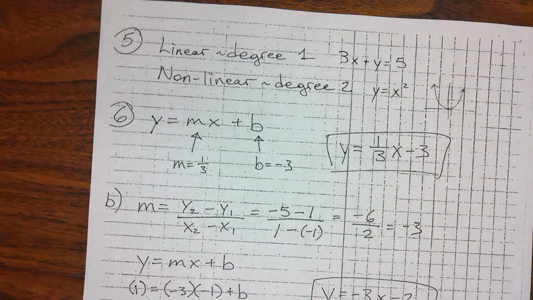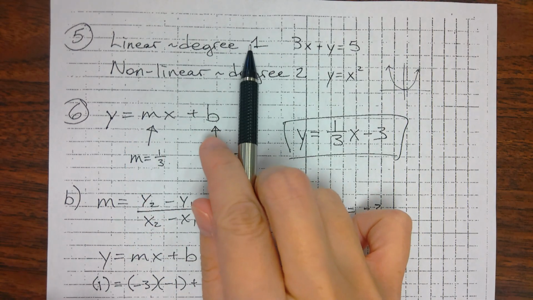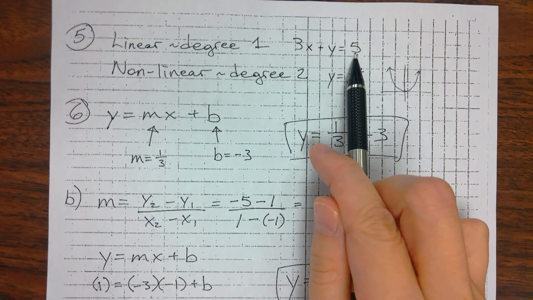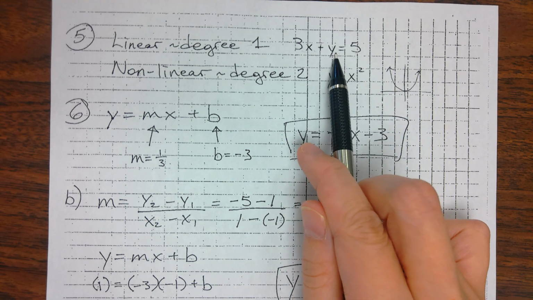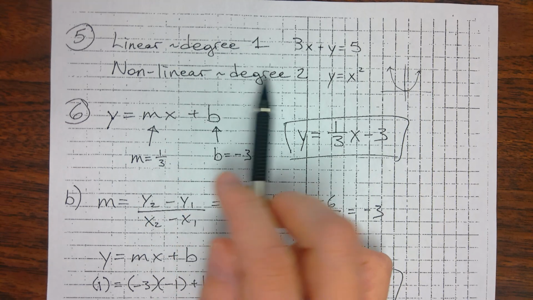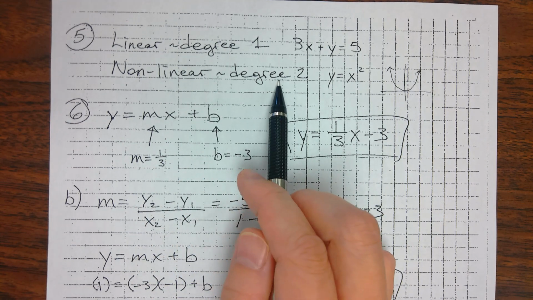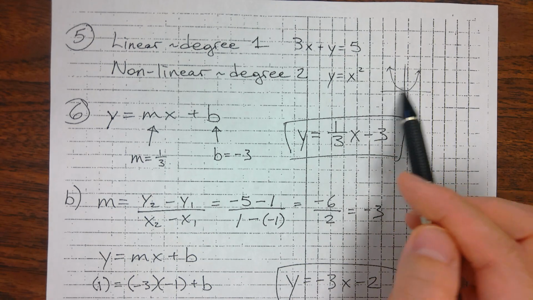All right, number 5. Linear means a line, so degree 1. So here, your variable has an exponent of 1, your y has an exponent of 1, so this is linear. Nonlinear means a curve, so degree 2 or more. And for example, x squared. Okay, what type of graph is this called?